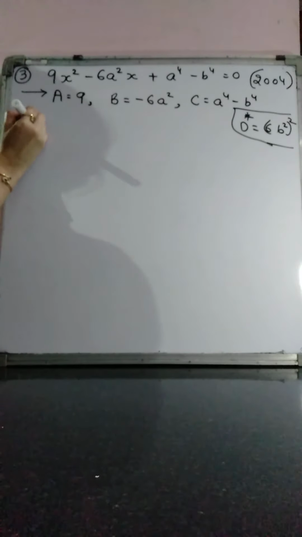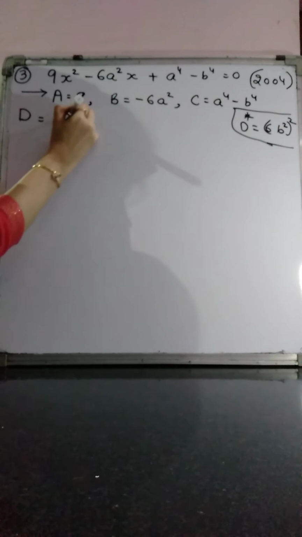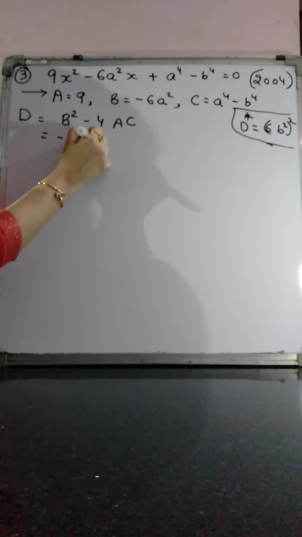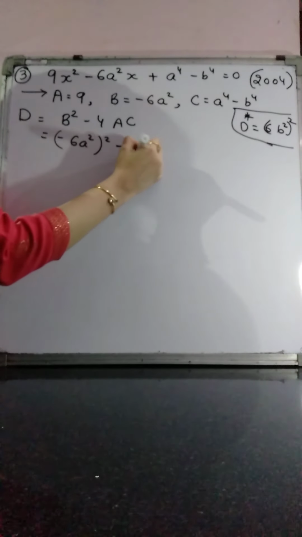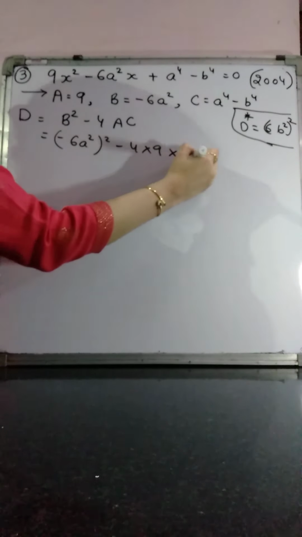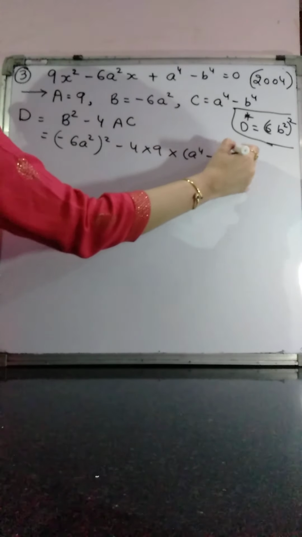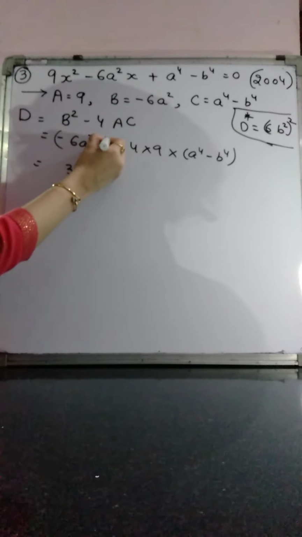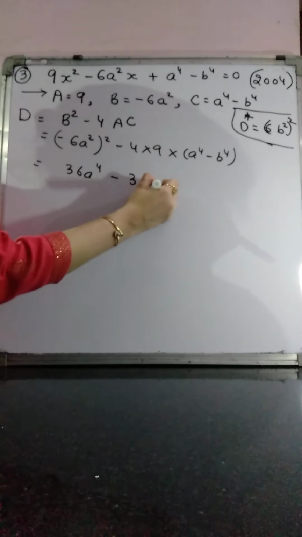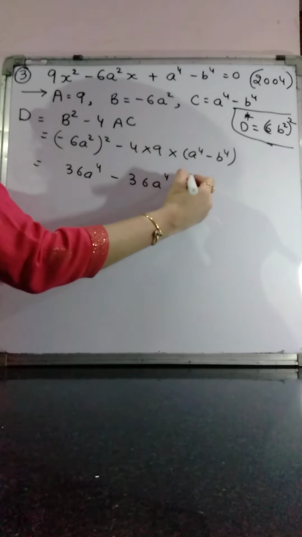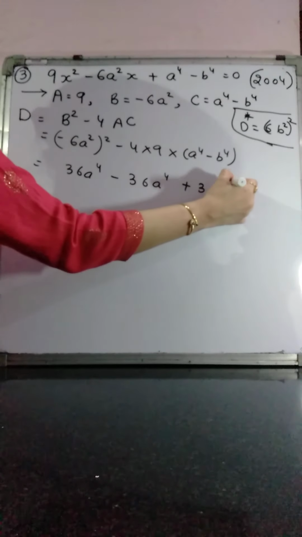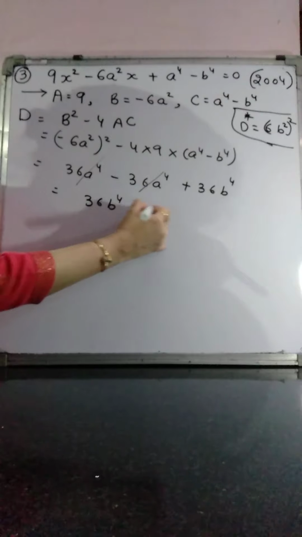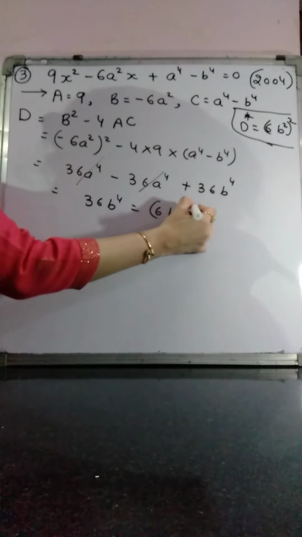Now we will solve it. D is given by b square minus 4ac. Substitute values: minus 4 into a, a power 4 minus b power 4. Minus 6 square is 36, 2 into 2 is 4. Minus 36 a4, minus and minus plus 36 b4. Cancel out. It is 36 b4, that is 6 b square whole square.